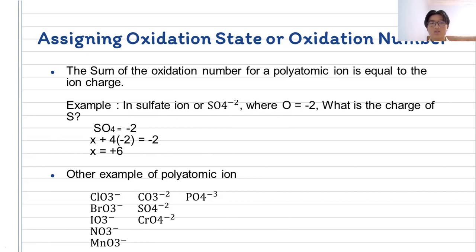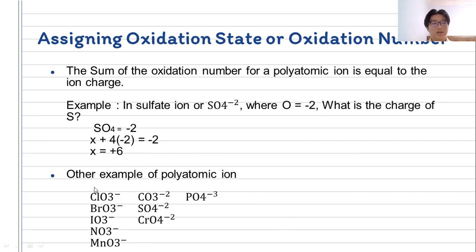And we are asked to find the charge of sulfur. Now we can change sulfur into X right here, right? So X is equal to, there are 4 oxygens, so 4 times -2. So X equals -2, we move here, plus 8. So X is equal to +6. This is pretty simple because you need to search for the ion charge. Then after you know the ion charge, you can find what the question asks for, right?